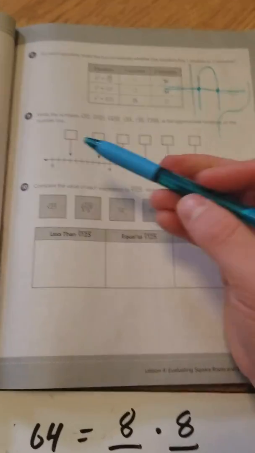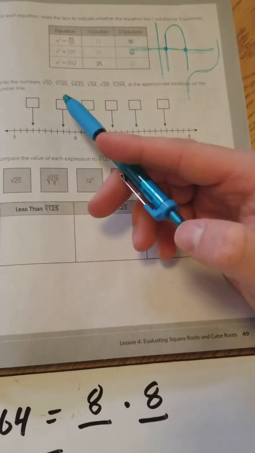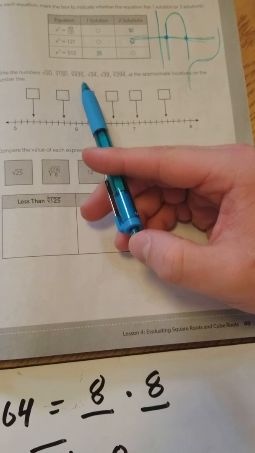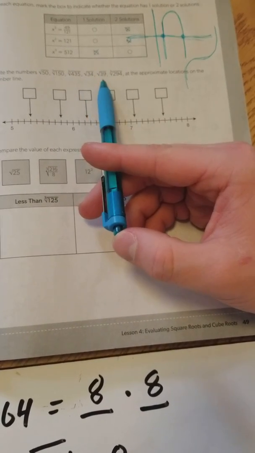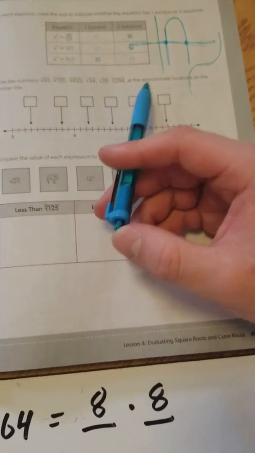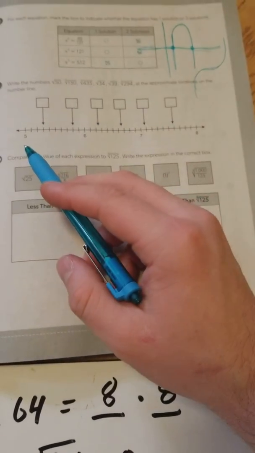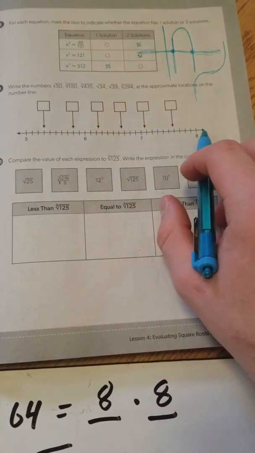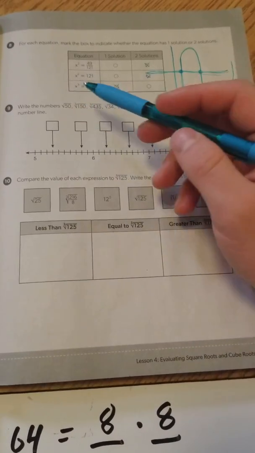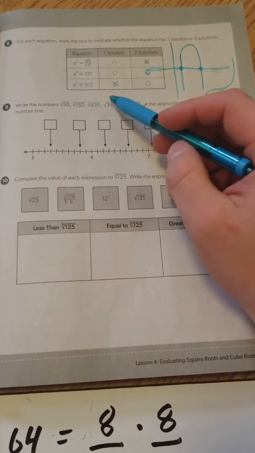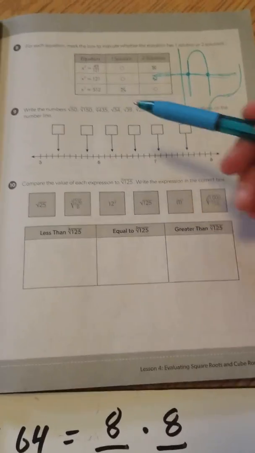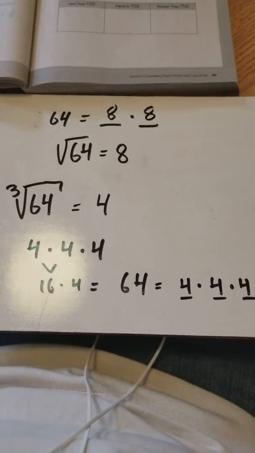For number 9, it says write the numbers square root of 50, cubed root of 150, cubed root of 435, square root of 34, square root of 39, and the cubed root of 294 at the approximate locations on the number line. And I see we have 5, 6, 7, and 8. So what we'd have to do is estimate what is the square or cubed root of each of these, just like we were doing on the previous examples.